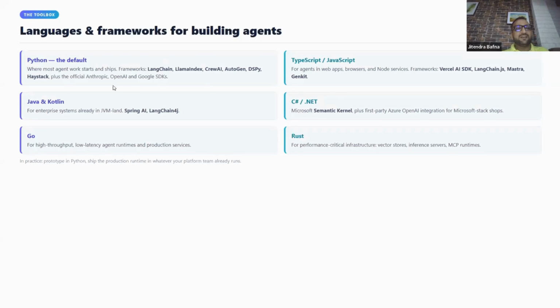We have Java and Kotlin also. We can use Java, right, with Spring AI and LangChain4j for building agents. We also have the Go language, right? Then we can also use TypeScript and JavaScript, then C# and .NET, Rust. But there are many more. These are the few important languages which I mentioned here, but there are many more languages available where you can build agents.